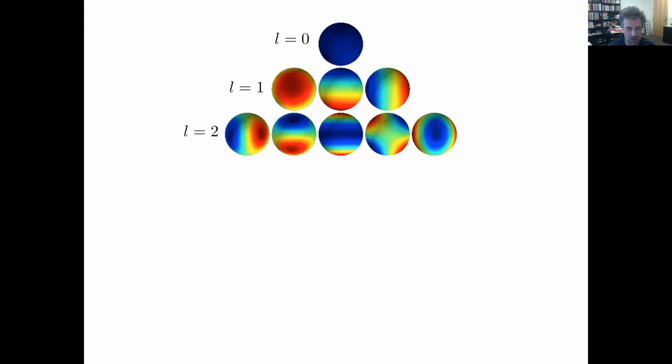These will be the d orbitals, okay? Remember, these are not exactly the orbitals yet, because we only consider theta and phi. We don't consider quantization along R.